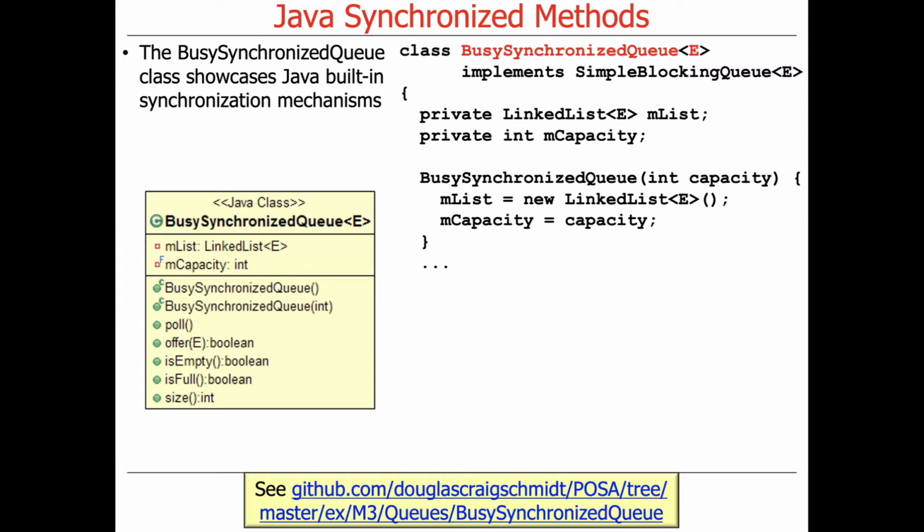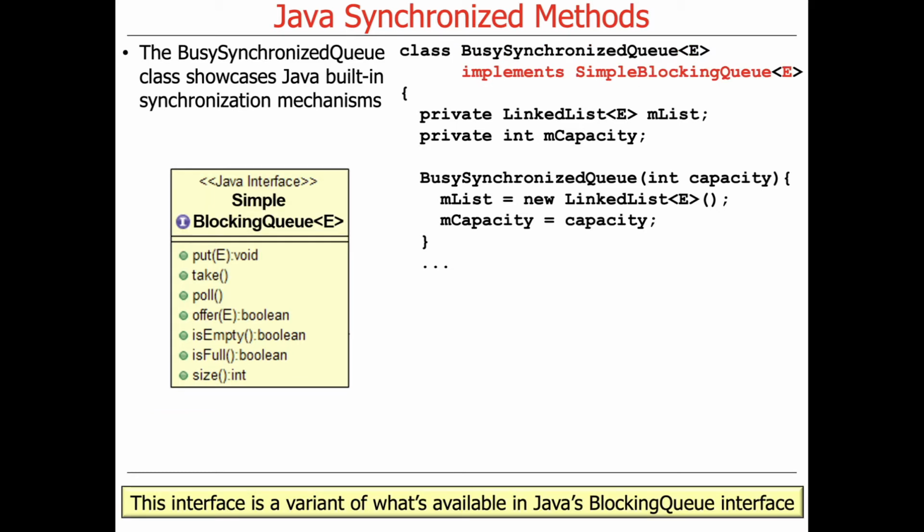To do this, we're going to use an example called busy synchronized queue. Before, remember, we had buggy queue. This is busy synchronized queue, and it's going to be implemented in a way that will be thread safe, but not necessarily optimally efficient. But at least we'll solve one set of problems before we go on and tackle the whole enchilada. So busy synchronized queue also implements the simple blocking queue interface, just like we saw before. This interface is a variant of what's available in Java's blocking queue interface, which is what the array blocking queue and link blocking queue implement.